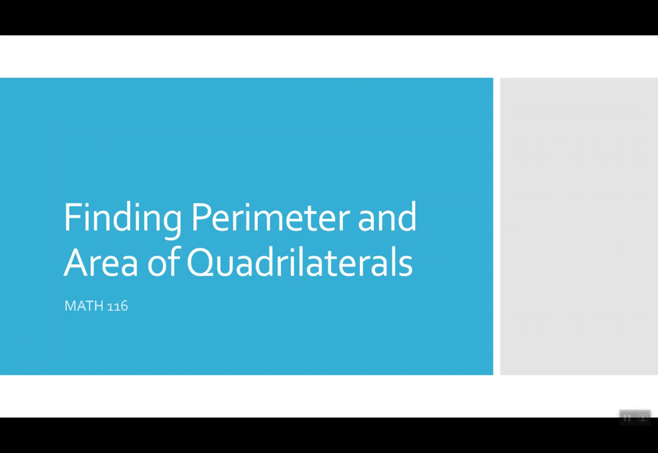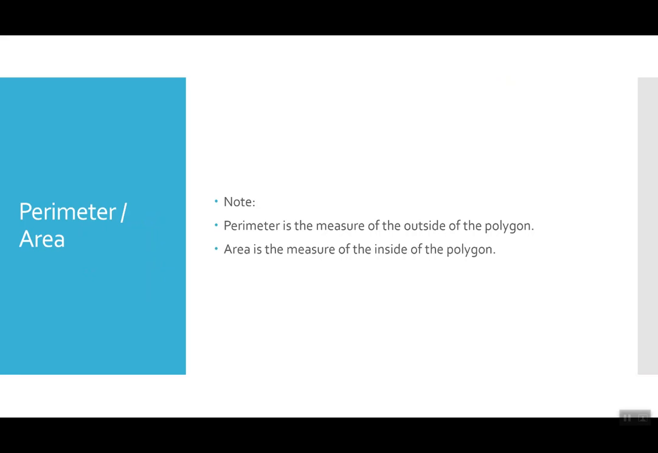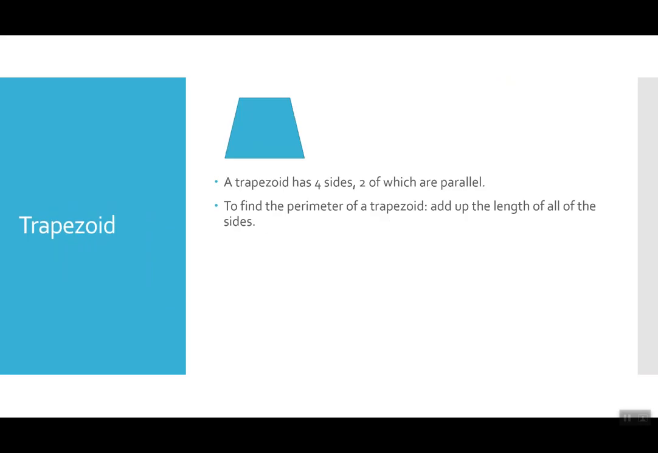We're going to discuss finding the perimeter and area of quadrilaterals. A quadrilateral is just a polygon that has 4 sides. We want to note that when we talk about perimeter, we're talking about the measure of the outside of the polygon, and when we talk about area, we're looking at the measure of the inside of the polygon.